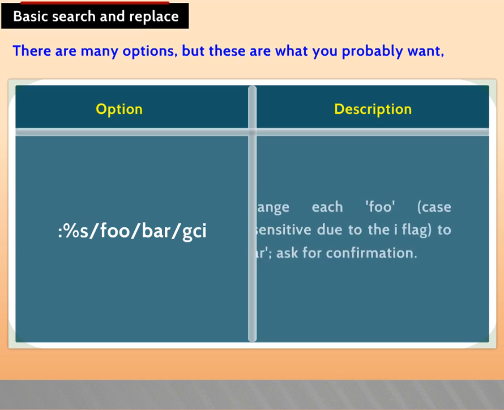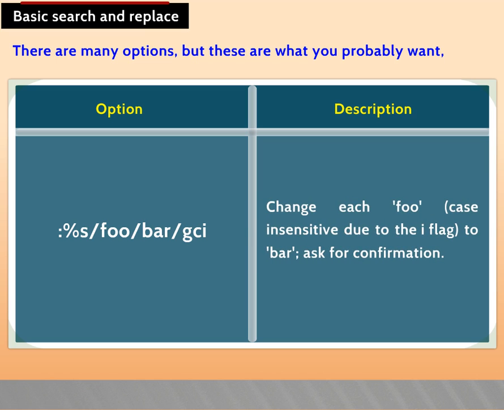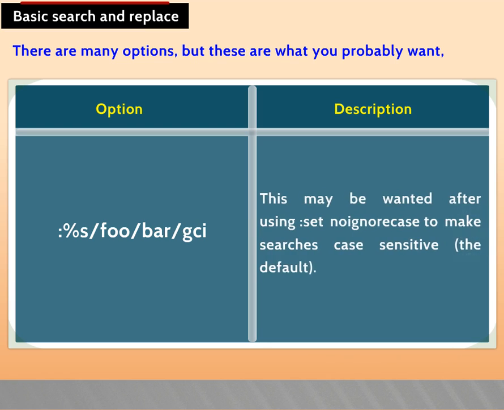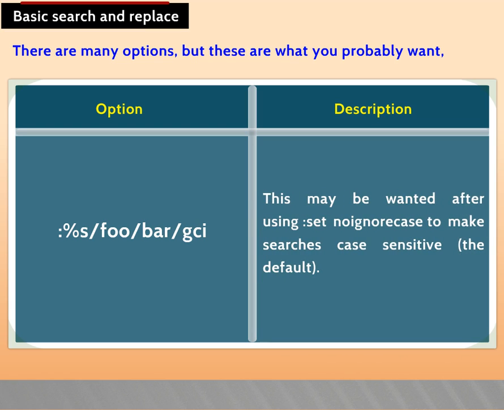%s/foo/bar/gci. Change each foo, that is case insensitive due to the i flag, to bar. Ask for confirmation. %s/foo\c/bar/gc is the same because \c makes the search case insensitive. This may be wanted after using set noignorecase to make searches case sensitive, that is the default.